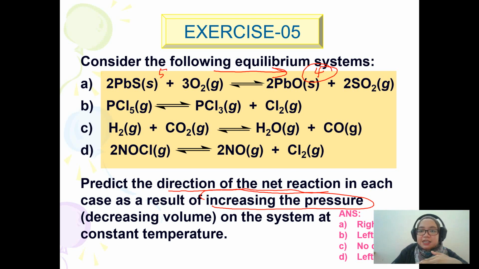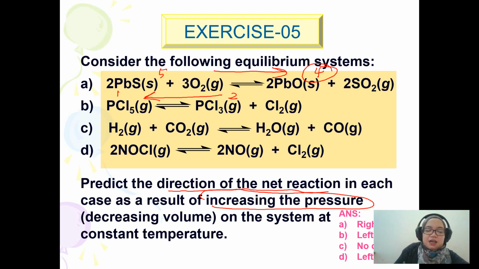The side on the right has fewer moles of gas molecules. If it has fewer moles of gas molecules, it will exert lower pressure. Okay? So, let's look at this one. B. This has 1 mole, and this has 2. So, where will it shift? It will shift to the left.